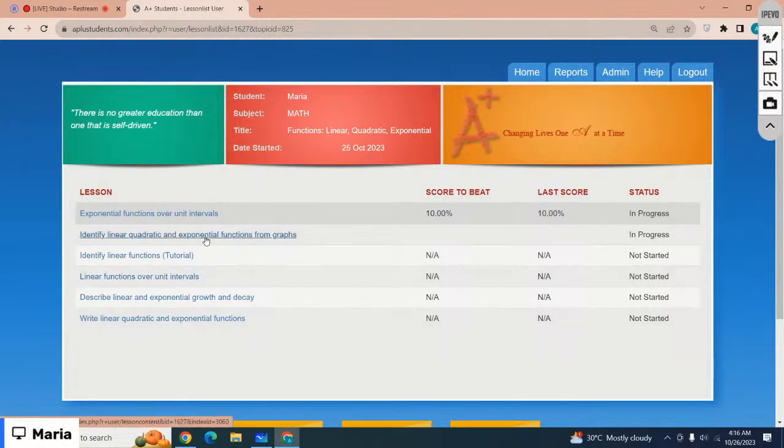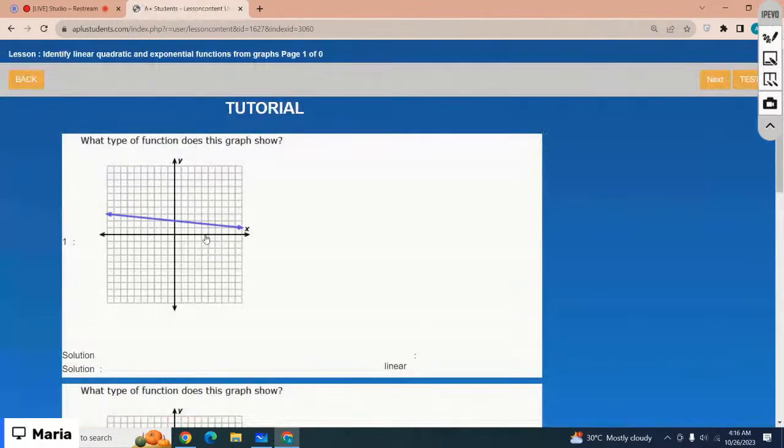Okay, identify linear, quadratic, and exponential functions from a graph. What type of function does this graph show? So you are given a graph, and you have to identify if it is a linear function, exponential function, or quadratic function, right? We have already discussed that the graph of the linear function is a straight line, the graph of the quadratic function is a curved form, and the graph of the exponential function increases or decreases.